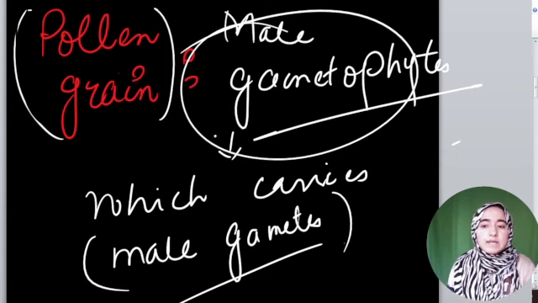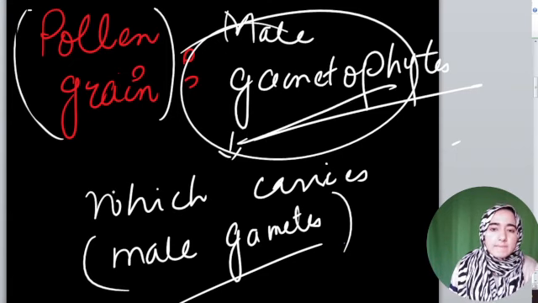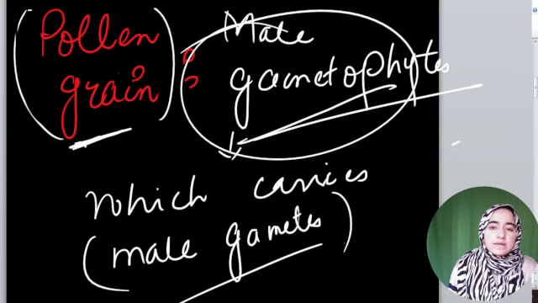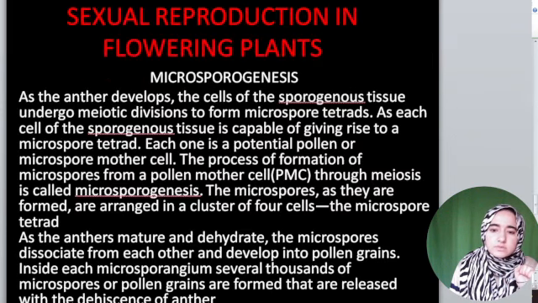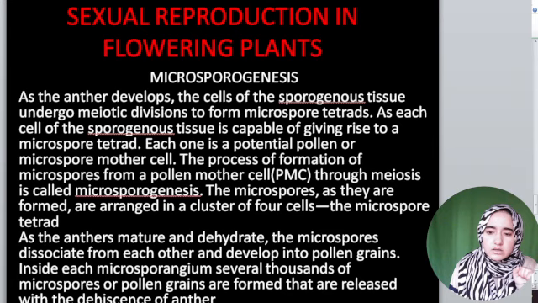They just carry male gametes. That's why they are known as male gametophytes. Okay, and these pollen grains get formed from the MMC, which is the microspore mother cell. They will get converted into pollen grains. Microspore mother cell will get converted into male gametophytes. See what will happen.